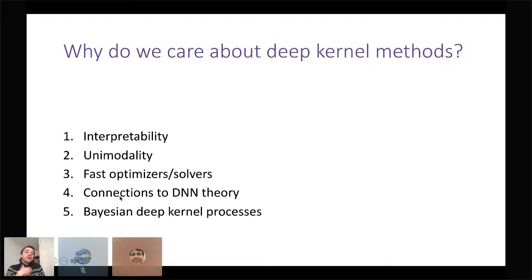Third, I'm going to argue that structure in the loss landscape for deep kernel methods might be exploited to give us fast optimizers and solvers, potentially even faster than what we can get in the deep neural network world. Fourth, it turns out that deep kernel methods have really profound connections to the theory of deep neural networks, and I'm going to outline a little bit how that connection works. And then fifth, I'm going to talk a little bit about those Bayesian deep kernel processes that I mentioned a couple of slides ago.